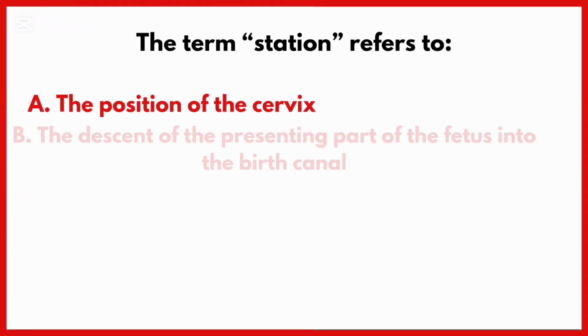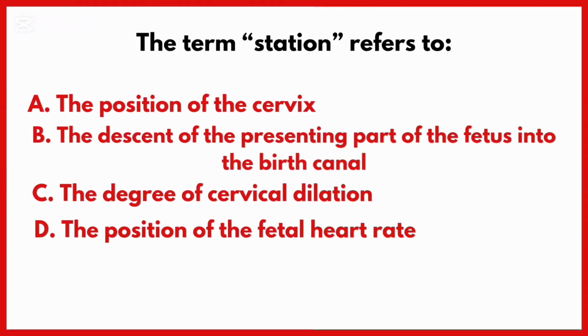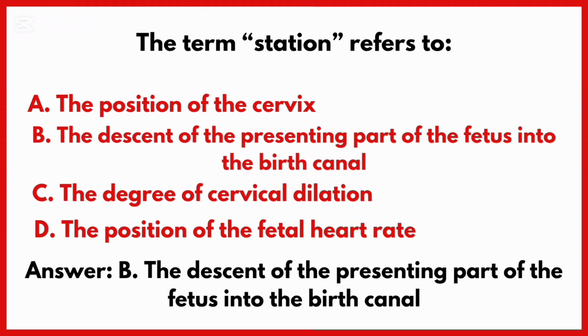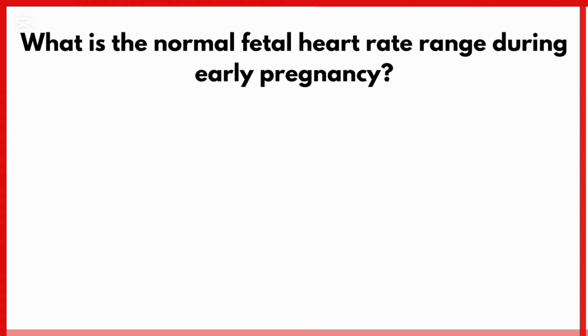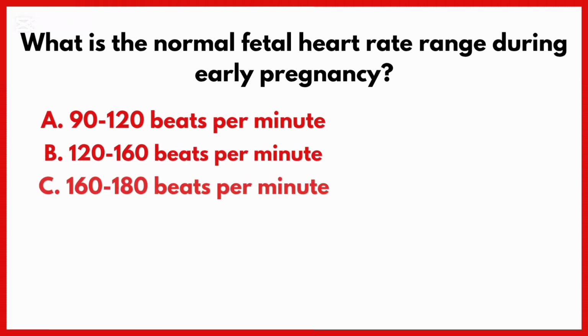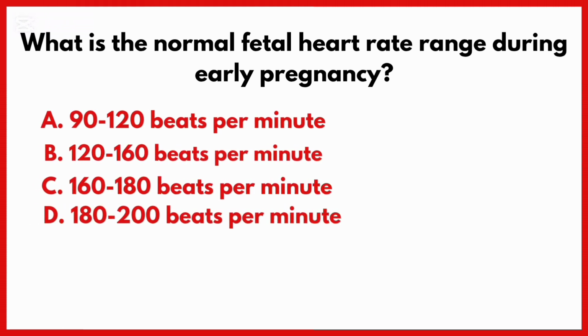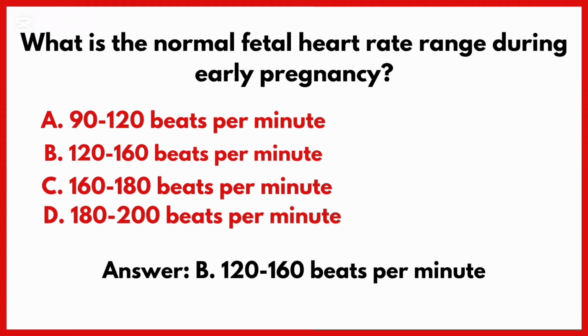The term station refers to. Correct answer is option B, the descent of the presenting part of the fetus into the birth canal. What is the normal fetal heart rate range during early pregnancy? Correct answer is option B, 120 to 160 beats per minute.